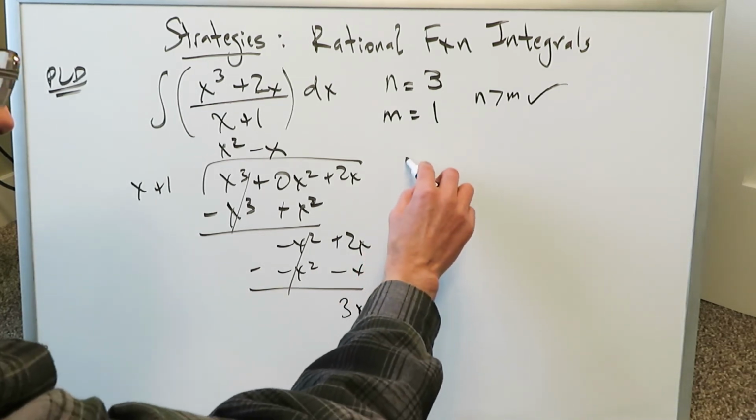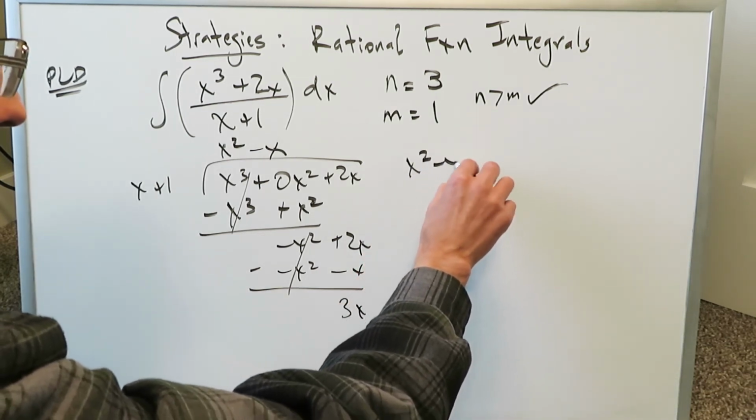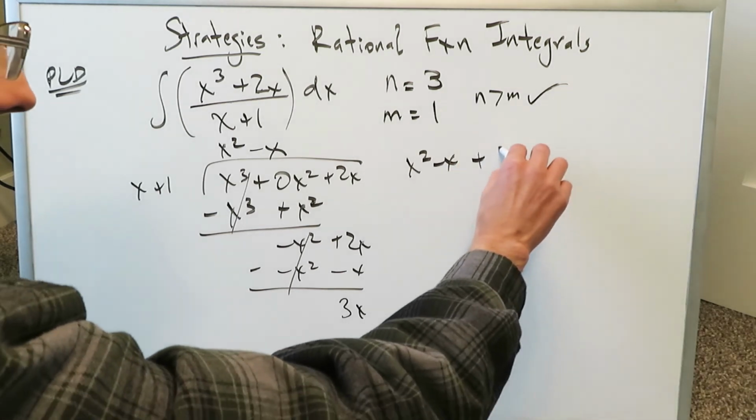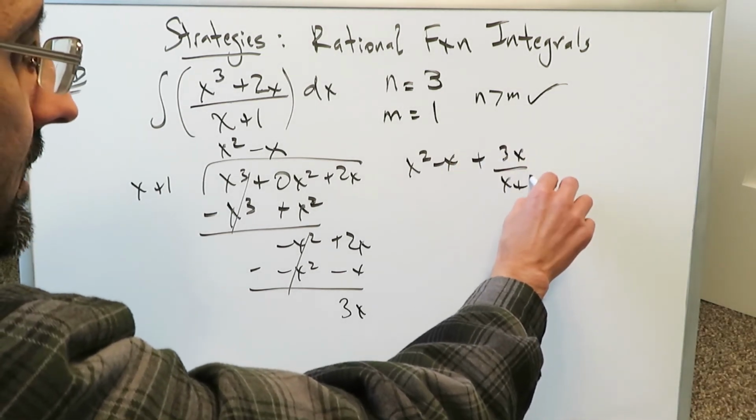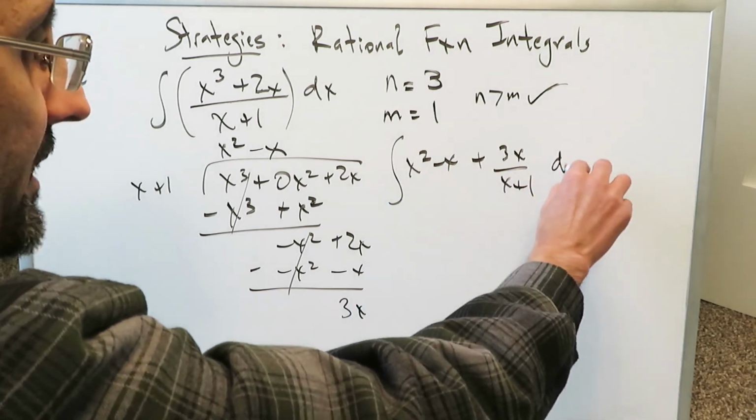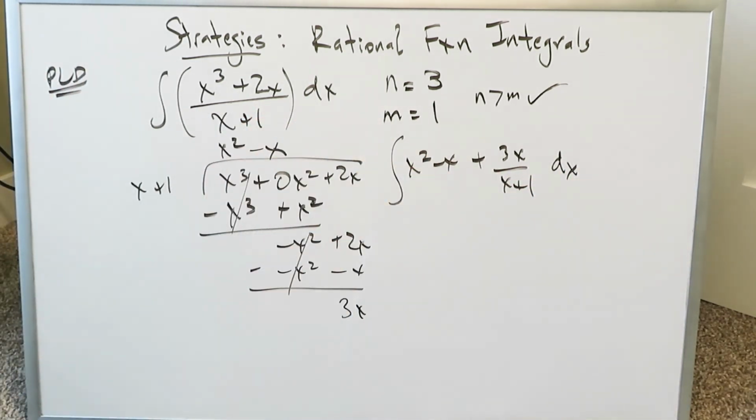Now, let's set everything here in the proper format. X squared minus x is my answer. My remainder is 3x over x plus 1. And technically this has become my new integral. All of that has been converted into that.